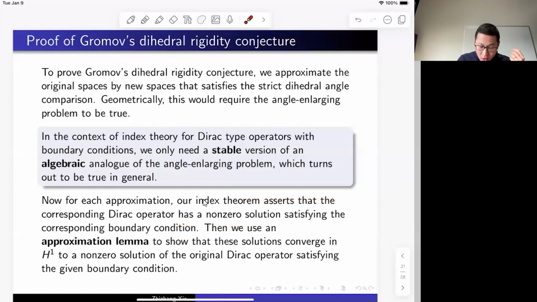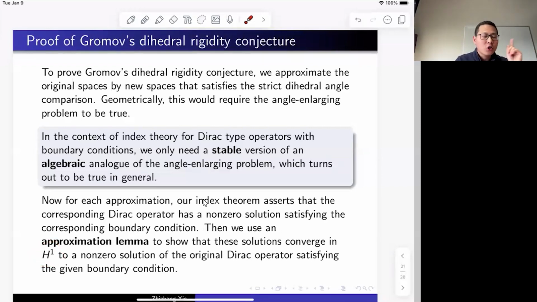So the approximations are getting better and better for this sequence. You have a sequence of approximations, and for each approximation, you have a solution. Now we can prove an approximation lemma: under the original comparison conditions of the Gromov dihedral rigidity conjecture, this sequence of solutions will actually converge.